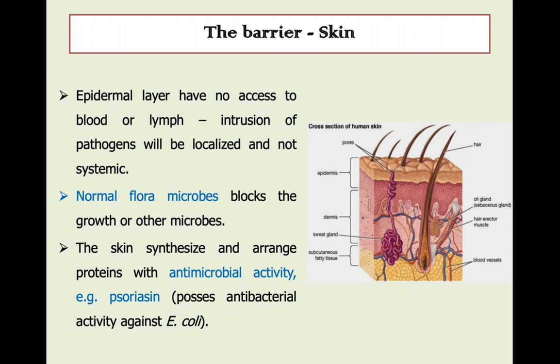The skin synthesizes and arranges proteins with antimicrobial activity. For example, psoriasin possesses antimicrobial activity against E. coli, right? Psoriasin is basically a protein peptide that is synthesized by the skin. Normally, if the skin has any wounds or lesions, the skin will automatically synthesize a protein peptide called psoriasin.